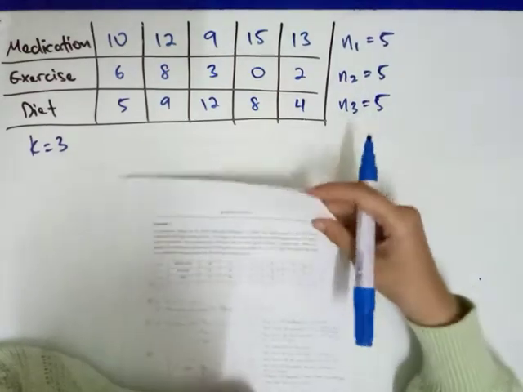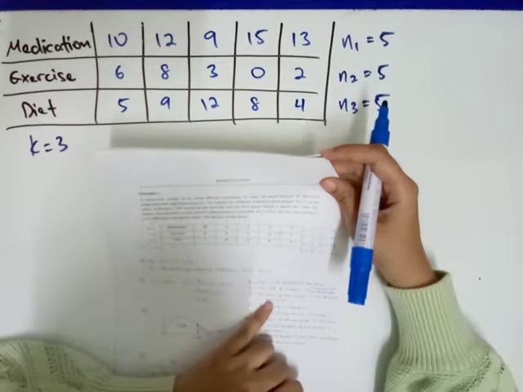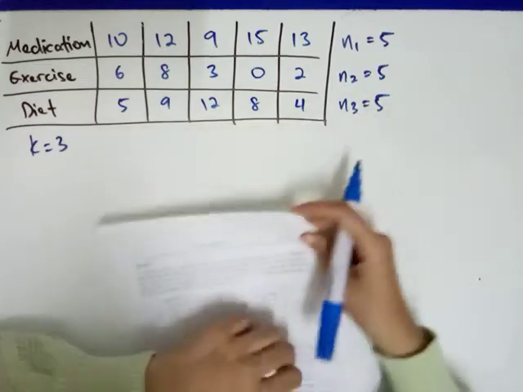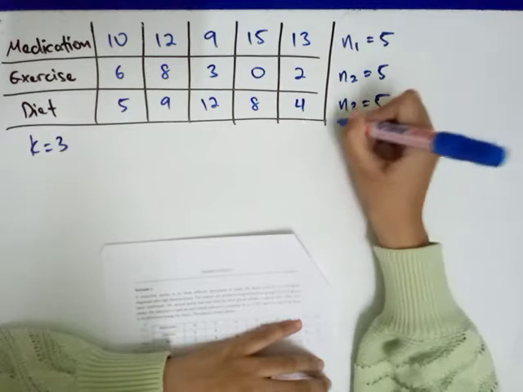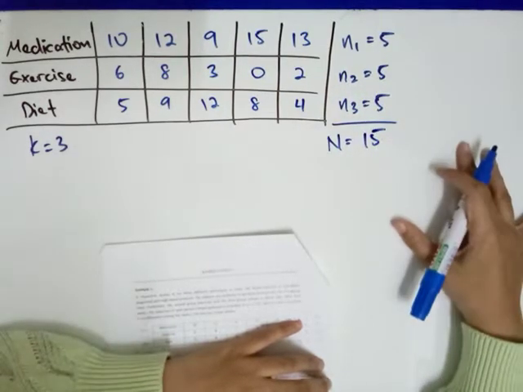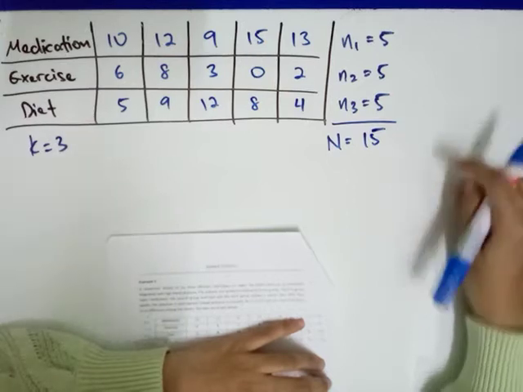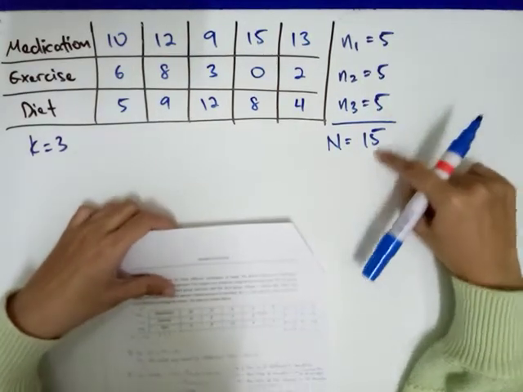And then the third term. Look at your notes. The third term is capital N, the sum of the sizes of all samples, which is N1 plus N2 plus N3. So the total for capital N is 15.